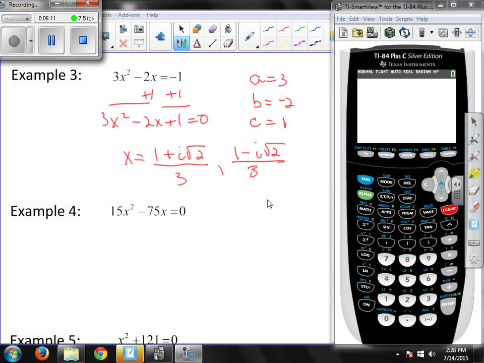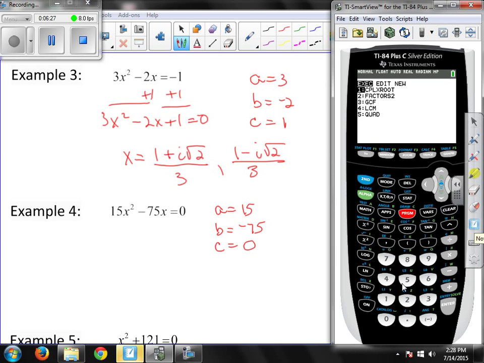Example 4. A is 15, B is negative 75, and notice C is missing, so we're going to say it's 0. Program, quad, enter. A is 15, B is negative 75, and C is 0. Here are my two solutions. There are two solutions here, 5 and the number 0.